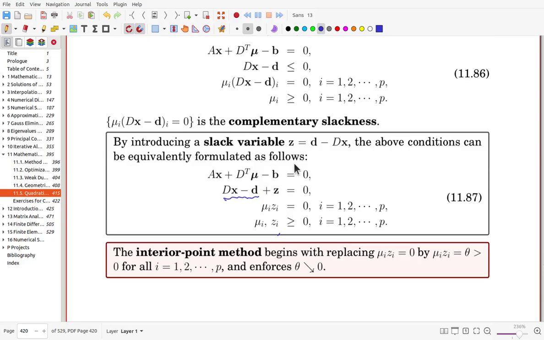And to solve this problem, we may try to use the so-called interior point method, along with some central path that we'll define soon.